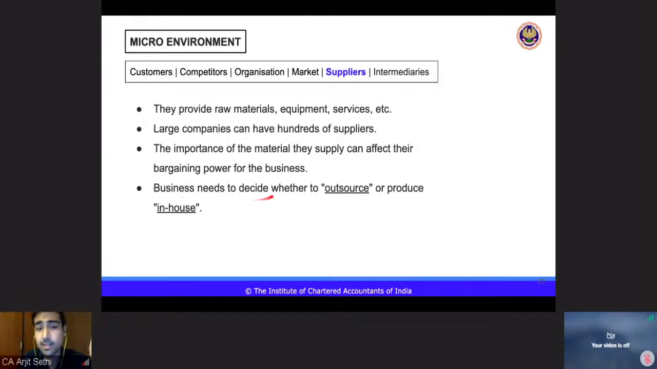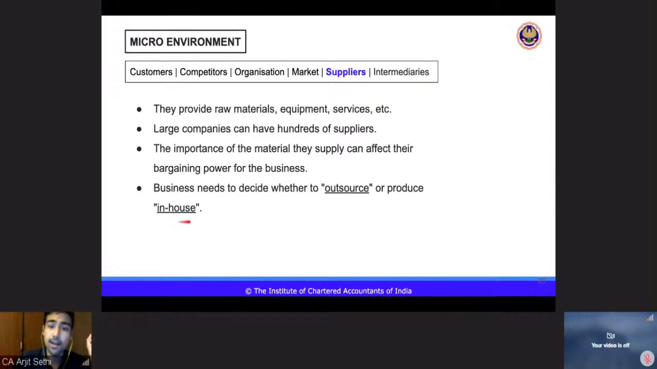And the business needs to decide when this happens, when you see the supplier asking for more money, when you see the supplier changing the terms because his product is very important. You start to decide when, as a business, I am actually concerned about the suppliers. So I have to decide whether to outsource or to produce in-house.